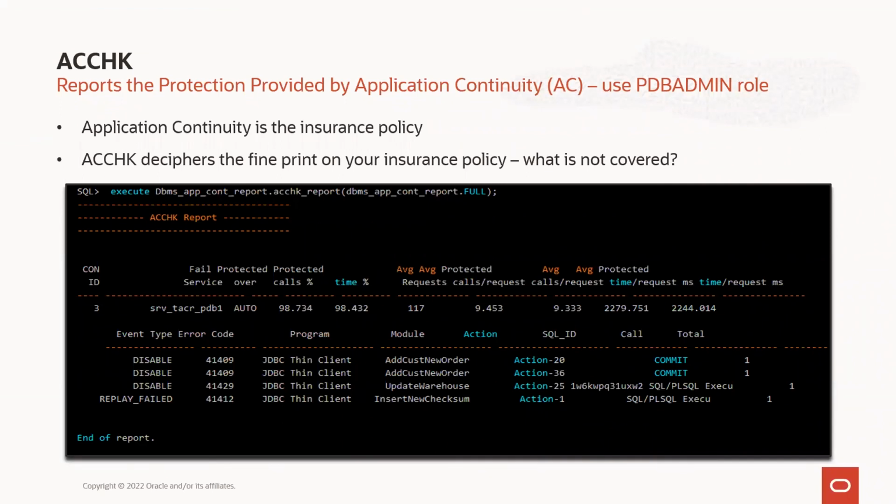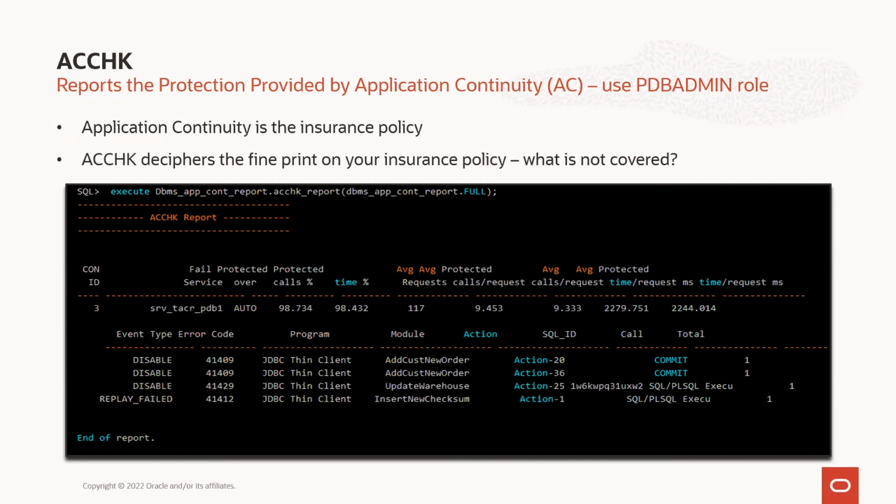You've got to think of app continuity as that insurance policy for when things go wrong. In other words, when there are interruptions injected into the workload, we want to use app continuity to smooth over any of those interruptions. The insurance policy automatically kicks in for you. But as with all insurance policies, there's a bit of fine print, and the AC check utility helps decipher what the fine print is. In other words, it tells you what is not actually covered.